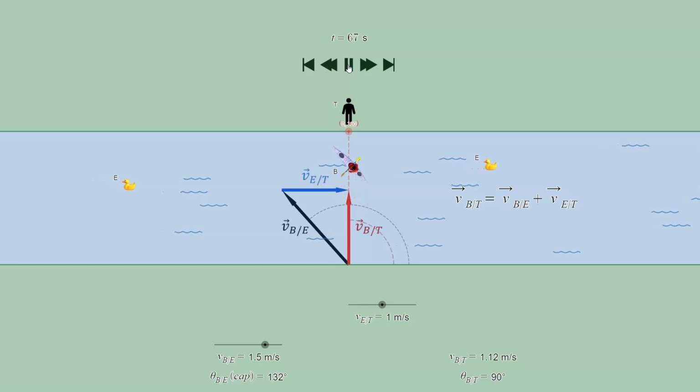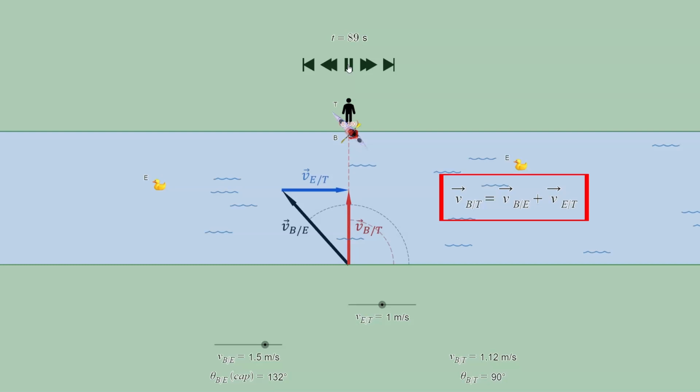As the velocity vectors form a right triangle in this case, the velocity of the boat relative to the land will be, according to the Pythagorean theorem, 1.12 meters per second. Again, according to the Galilean velocity transformation equation, v/t is equal to the vector sum of v/e and v/t. It is very important here to treat velocities as vectors. It is incorrect to simply add the length of these vectors.